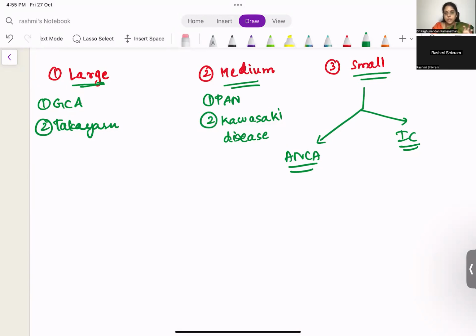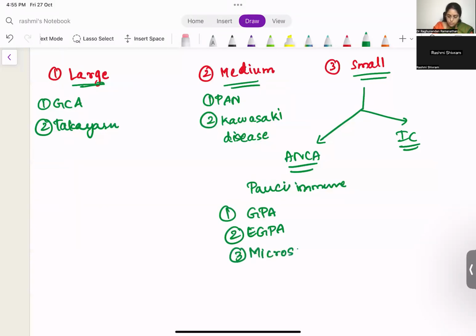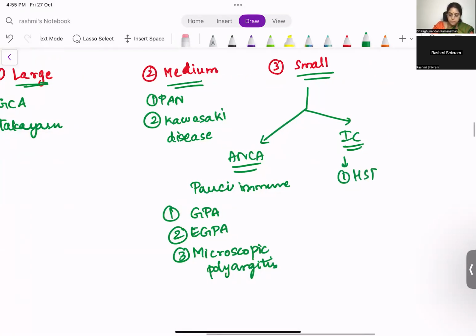If it is ANCA associated, what will happen? The immune complexes are not much formed, so it is called pauci-immune. There is not much immune complex deposition in the vessels. Among this, what do you have? You have granulomatosis with polyangiitis, that is Wegener's, eosinophilic granulomatosis with polyangiitis, which is Churg-Strauss, and then you have microscopic polyangiitis.